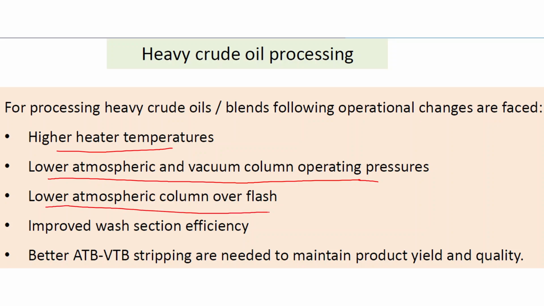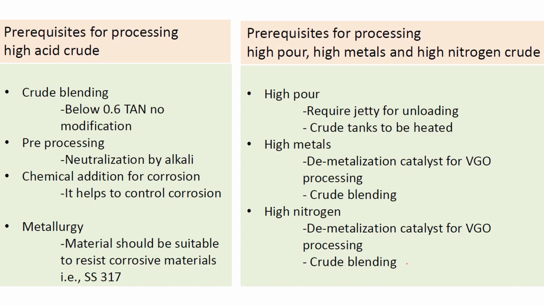So lower atmospheric column overflash. Overflash means the lighter products are given out in the overflash. In these heavier crudes, lighter products are very few. Improved wash section efficiency and better ATB and VTB stripping are needed to maintain product yield and quality.